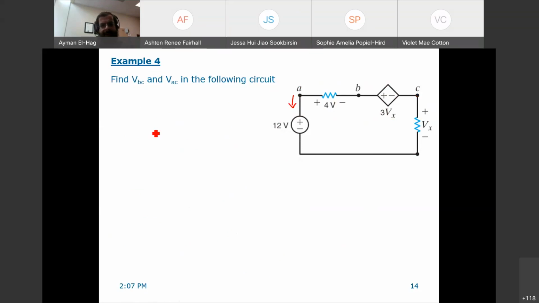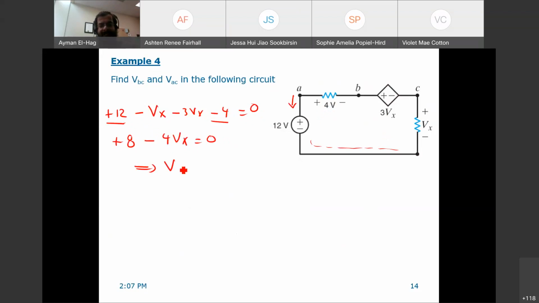So we have here plus 12, then go all the way minus Vx minus 3Vx minus 4 equal to 0. So we have 12 minus 4 is plus 8 minus 4Vx equal to 0. So from this, your Vx is equal to 2 volt, which is exactly the same as the previous one.